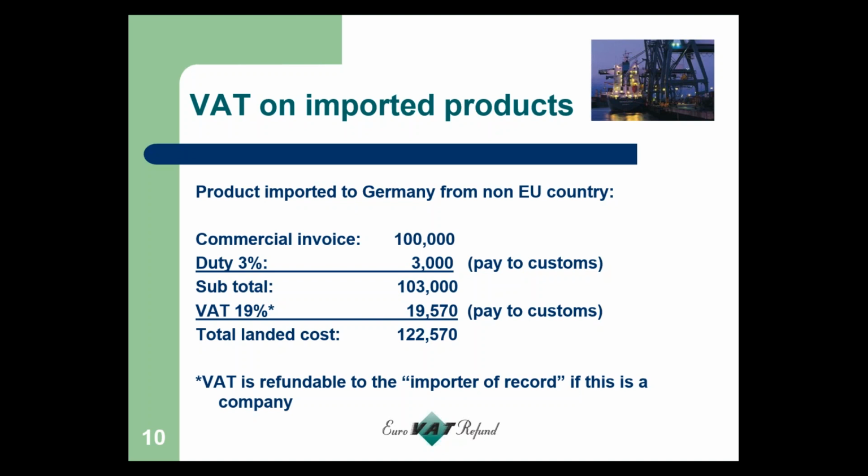Duty is assessed, say 3% by customs. Nobody is surprised there. Then you have a subtotal of 103,000. And then what is a surprise to many in the US is that VAT will also be assessed. So customs will assess VAT on the product as well. The VAT will hit your product immediately when it comes into these countries.